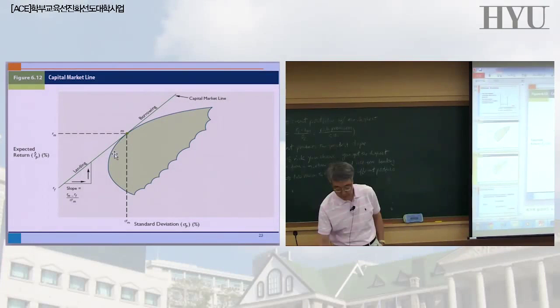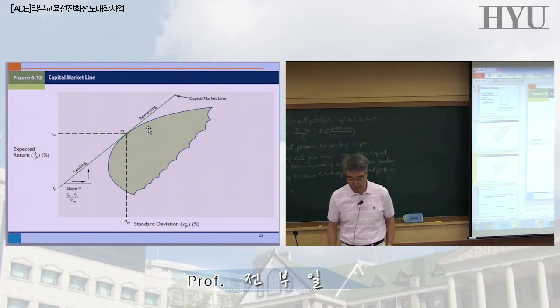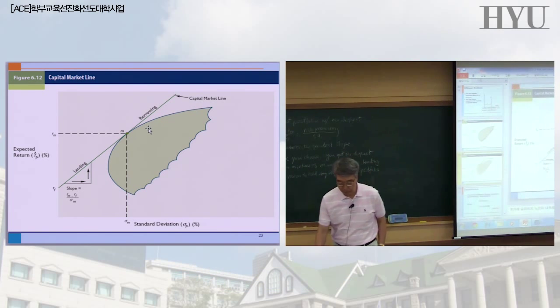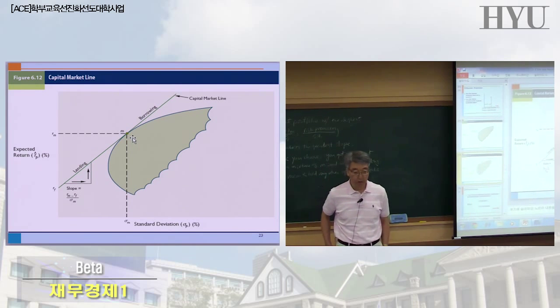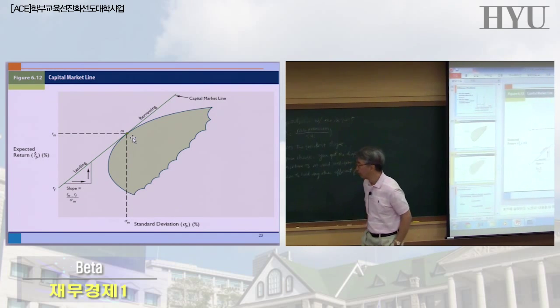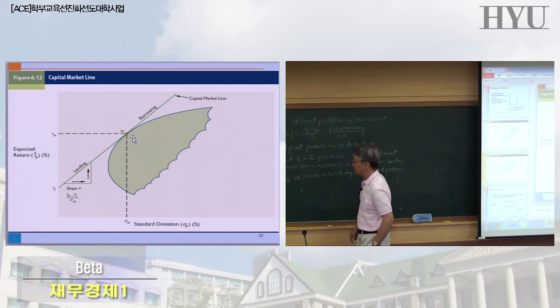All portfolios on this frontier are efficient. There is no more efficient or less efficient portfolio. But among all the portfolios on the efficient frontier, this one gives you the best return for risk. In other words, the Sharpe ratio is the highest, and the Sharpe ratio is the slope. This is what we're talking about.